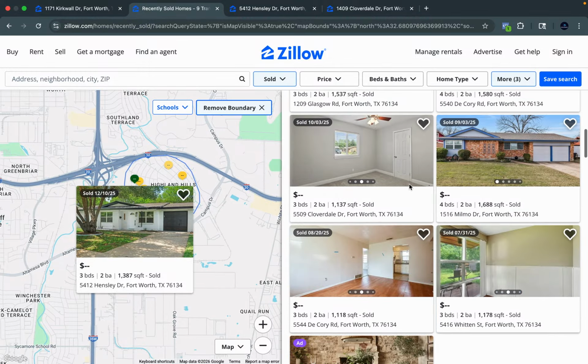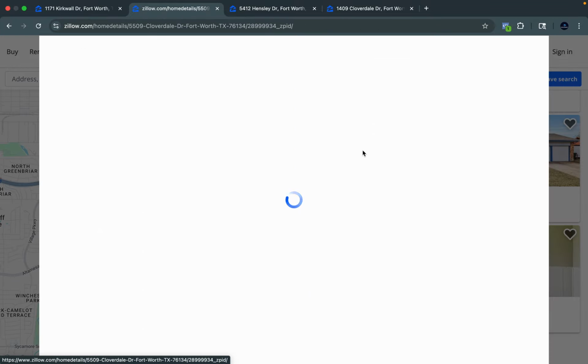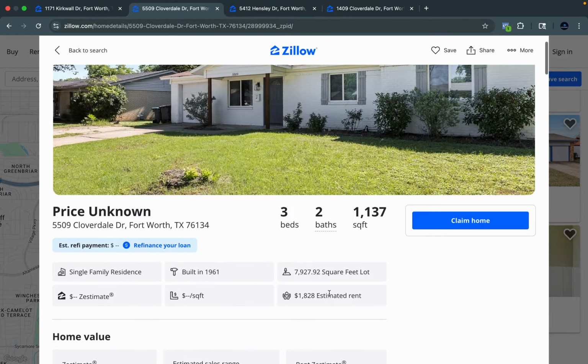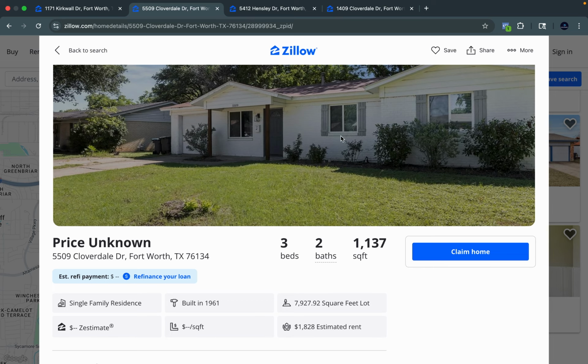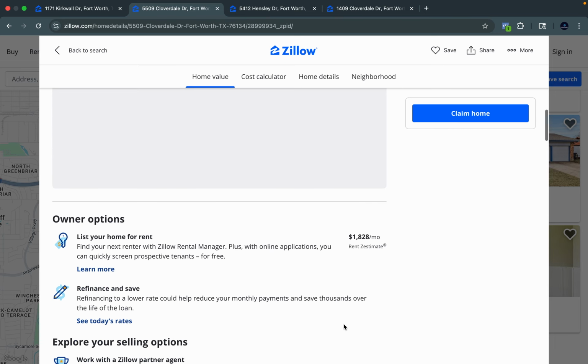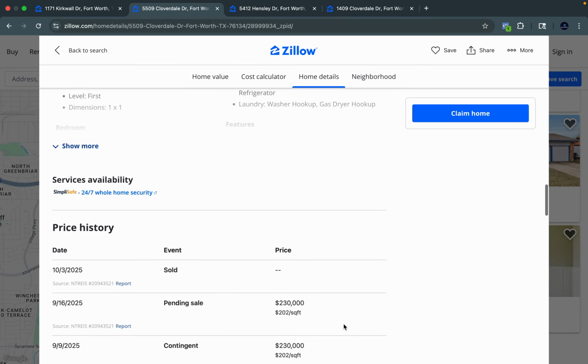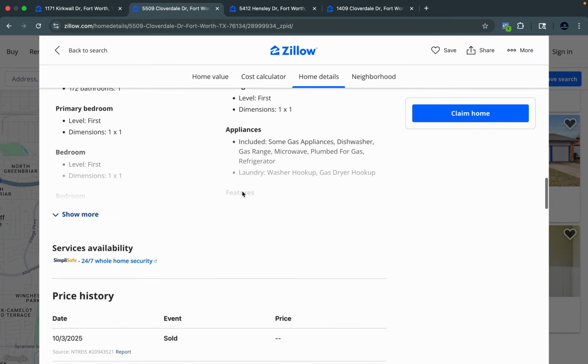And this one doesn't seem like it as well. So this is kind of the best out of all those three. They did renovate it to a certain extent. Looks like they painted the exterior and kind of took care of the home. And we can see that it sold for $230,000.